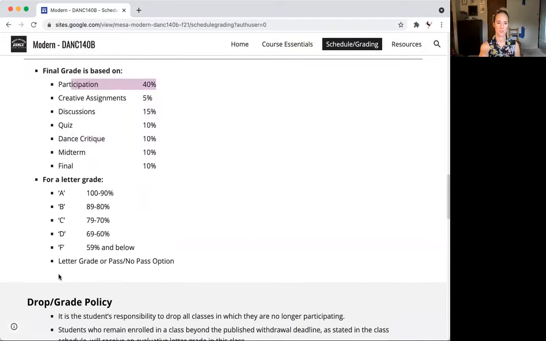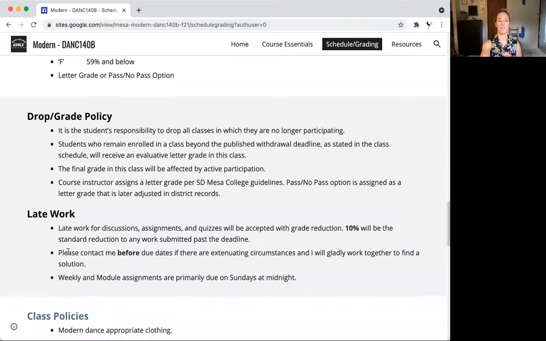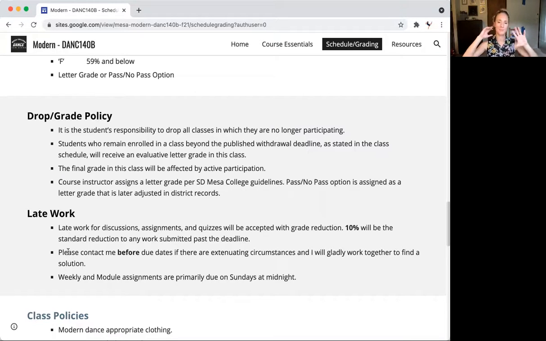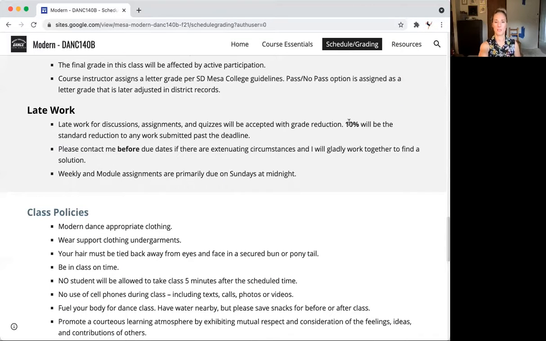Big deal up there. Standard grades. It is your responsibility as a student to drop classes that you're no longer participating in. I will do my best to remind you of the deadlines, and if we miss communication for a little while, I will reach out to you to make sure that you are able to be dancing and moving this semester. Late work, 10% standard reduction for any late work. However, if you're having challenges, just communicate with me before that deadline so that we can make extensions and we can have those conversations. That's it. Let's talk. Again, communication, right? Comes down to that.